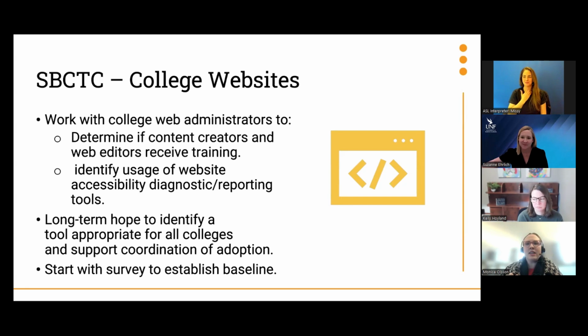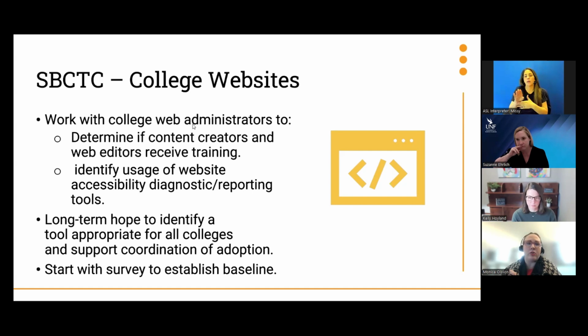So this next slide talks about our other key area of focus. So moving away from the LMS Canvas work that we're doing and into the work that we want to do regarding our college and agency public-facing website. So we're in the early stages of our goals around this work, starting with a survey to establish some baseline information with our college web administrators.